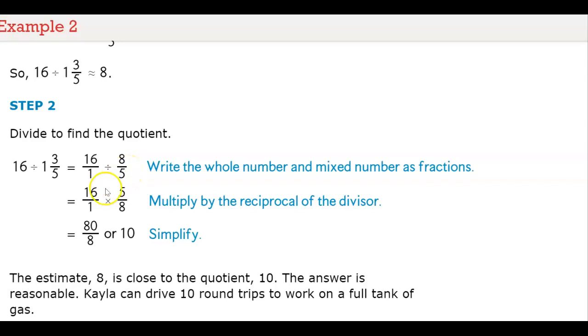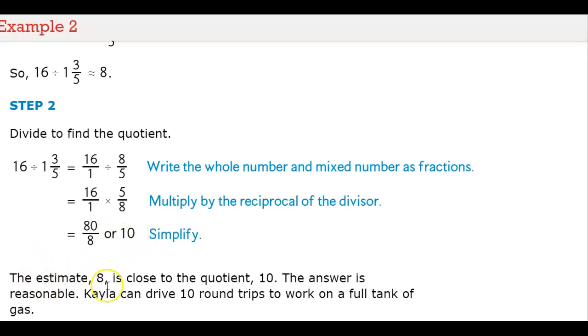Now we're going to divide by using the keep change reciprocal. So we keep the 16 over 1, change the division to multiplication, and the reciprocal of 8/5 is 5/8. And then we multiply straight across. So 16 times 5 is 80, 1 times 8 is 8, and then this is an improper fraction and we cannot leave it this way, so we must simplify. So 8, our denominator, is going to go into our numerator. 8 goes into 80 10 times. So the simplified answer is 10.